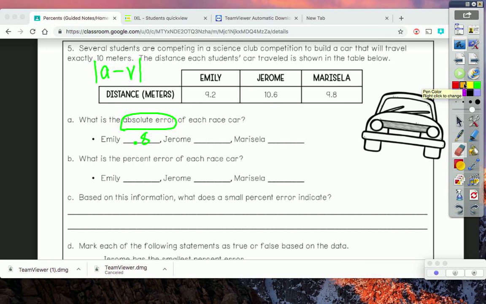All right, we're going to go on to Jerome. How much did Jerome get? 10.6. That's how far his car went. How far were we trying to get Jerome's car to go? Exactly 10. So what is 10.6 minus 10? 0.6. I'm bringing my absolute value bars down. And what is the absolute value of 0.6? 0.6. Any questions here?